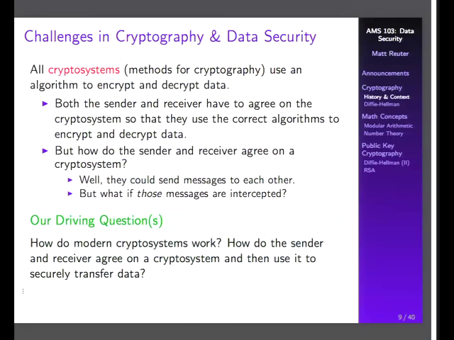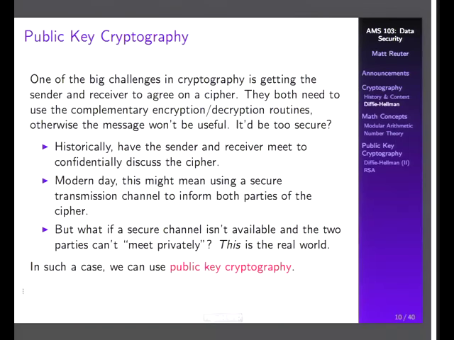And so our driving questions as we work through this unit is going to just sort of ask, how do modern cryptosystems work? What are the tools that go into them? And fundamentally what this really boils down to is, how do we get the sender and receiver to agree on a cryptosystem and then use it to securely transfer that information? And so the answer to that question, at least in sort of a one-slide summary, is that we're going to use this thing called public key cryptography.